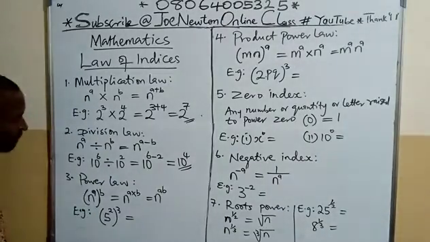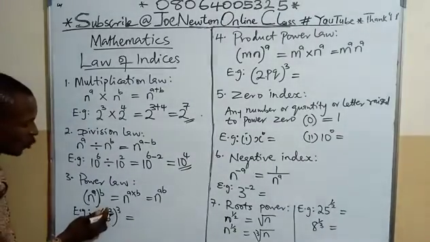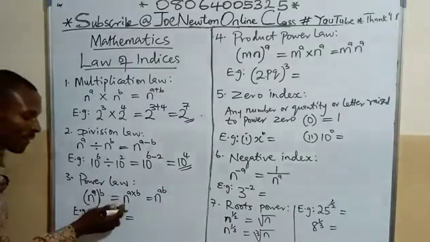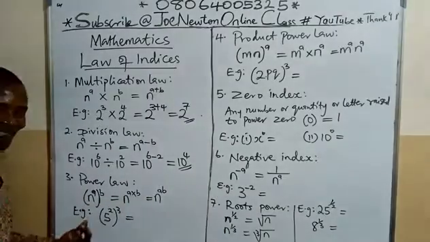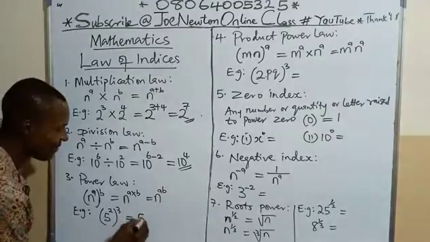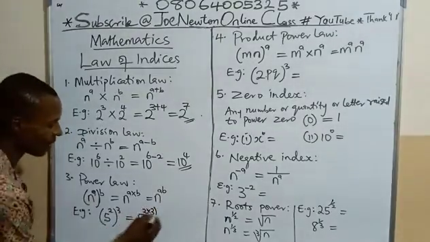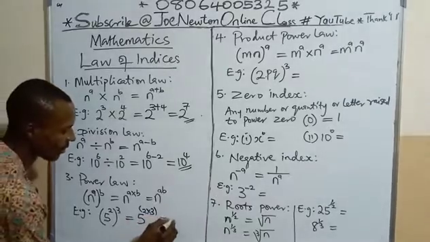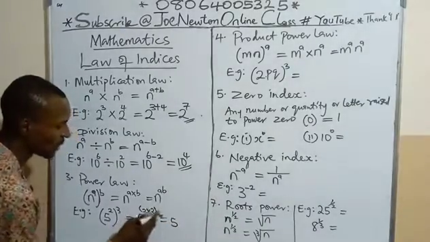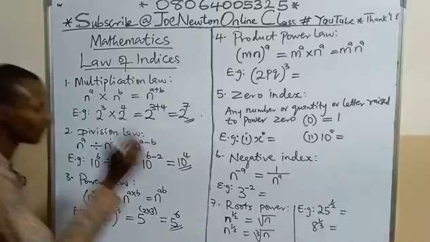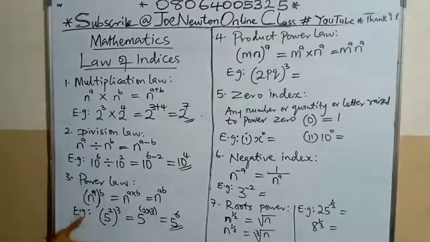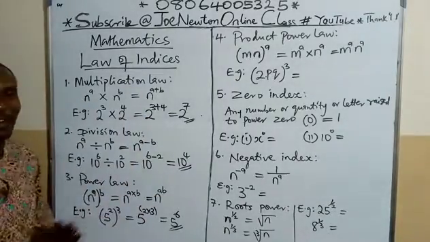Okay, example here. Let us apply it. I have 5 raised to the power 2, bracket open and close, raised to the power 3 outside. What will it be simply? We have 5 power 2 times 3, which is equal to 5 power 6. Simple. If you want to evaluate, please answer in index form.